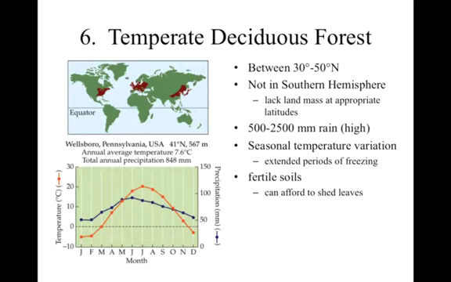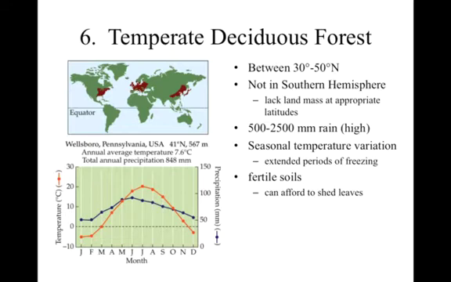These areas get between 500 and 2,500 millimeters of rain, which is quite a bit. But unlike other areas that get rain, like the tropical rainforests, these are in the temperate zone, so there's seasonal variation in temperature and, in fact, extended periods of freezing. That may not be true entirely in this region. There's not too much extended freezing, but you see that temperate deciduous forest reach up into Canada. There's definitely some periods of freezing up there.